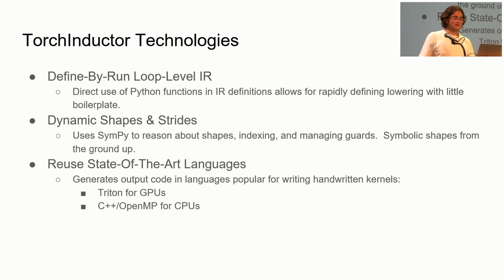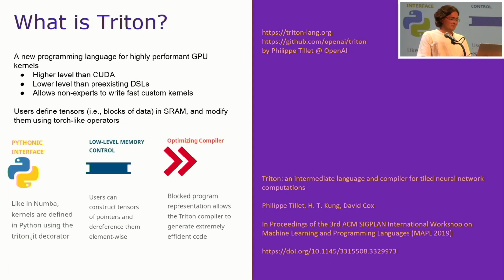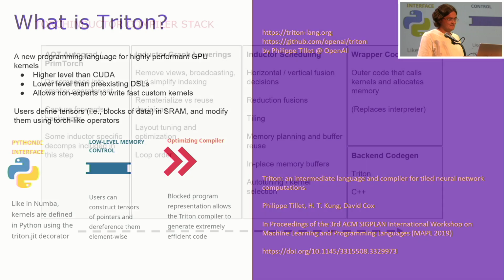It works natively with dynamic shapes and strides and uses SymPy to do a lot of symbolic reasoning and simplification. And we use Triton and C++ and OpenMP for code generation. We're reusing existing technologies that work well. For those of you that are unfamiliar with Triton, it's a programming language for GPU kernels, and it's often faster than cuBLAS, cuDNN, and Cutlass. It's higher level than CUDA, lower level than pre-existing DSLs, and allows non-experts to write fast custom kernels. OpenAI maintains it, and we're in collaboration with them.